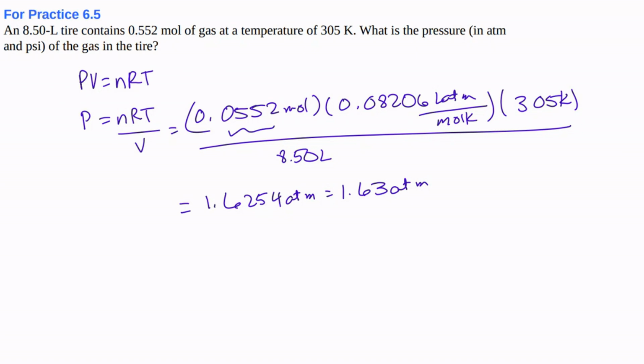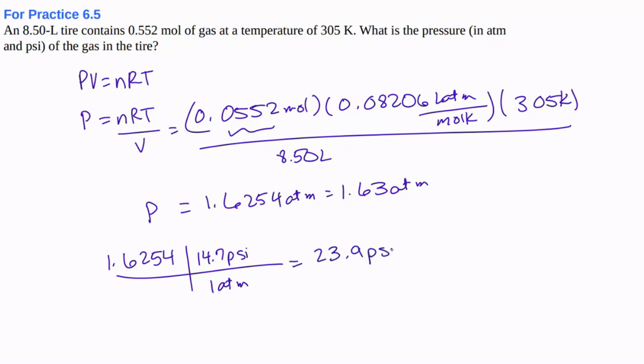Okay. Now we have the pressure in atmospheres, and we need to convert it now to psi. So what we need to do is just start with our 1.6254, our bigger number, to prevent losing some accuracy there. So we have 14.7 psi is 1 atmosphere. So that gives us 23.9 psi.